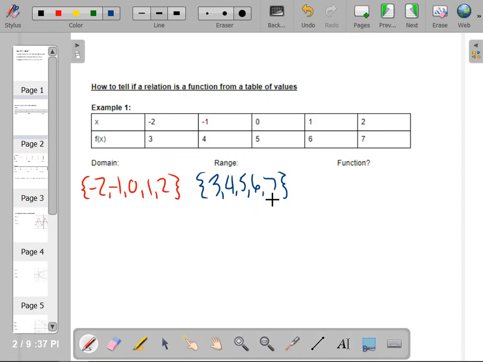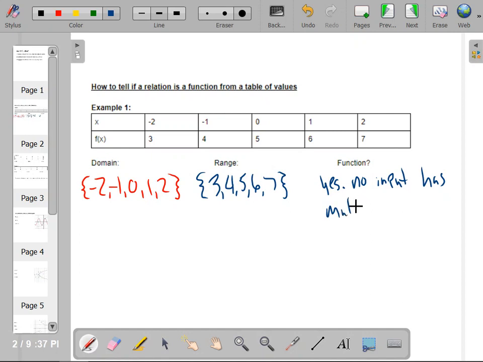Now, is it a function? Well, what you need to do is see if any x's repeat. Nope, there's no other -2s, there's no other -1s, there's no 0s, there's no 1s. If no x's repeat, then I'm going to say, yeah, this is a function. And I'm going to say no input has multiple outputs.